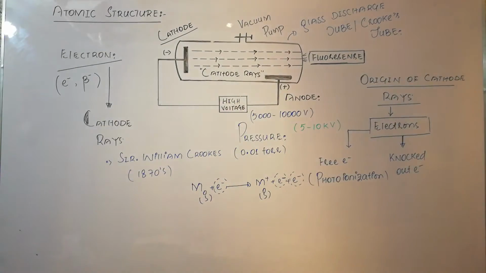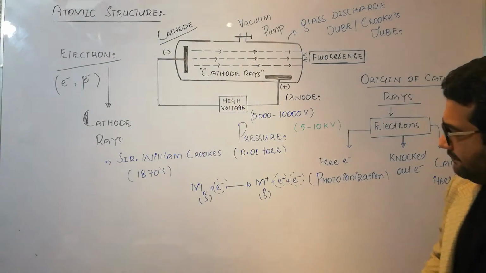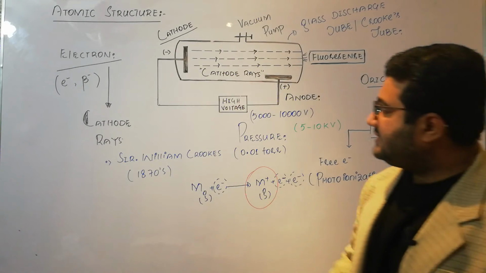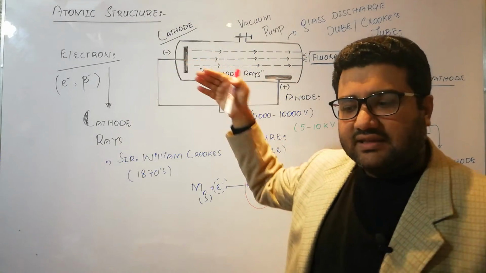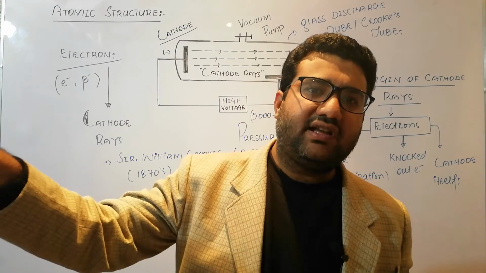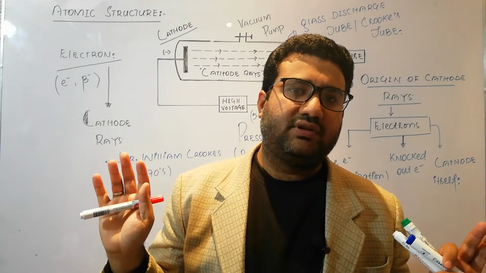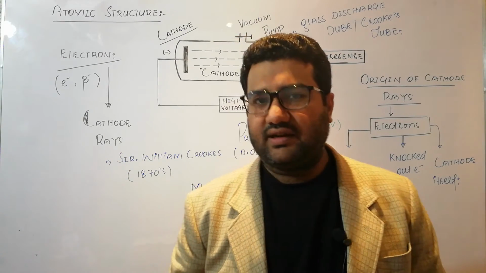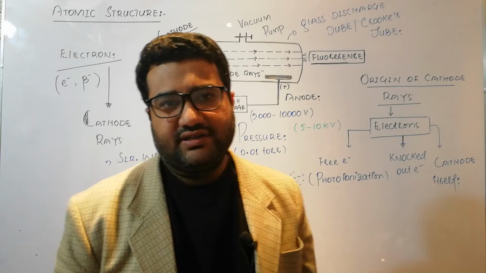The third source of the cathode rays is the cathode itself. What does it mean? When positive ions are created in the glass discharge tube, they are repelled by the anode and attracted by the cathode. These positive ions, with high velocity, collide with the cathode, and some electrons from the surface atoms of the cathode are knocked out. These electrons also move in groups, making cathode rays. So cathode rays are groups of electrons, and these are the three sources from where these electrons originate.